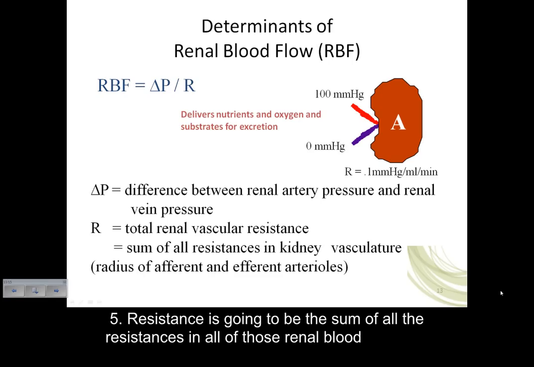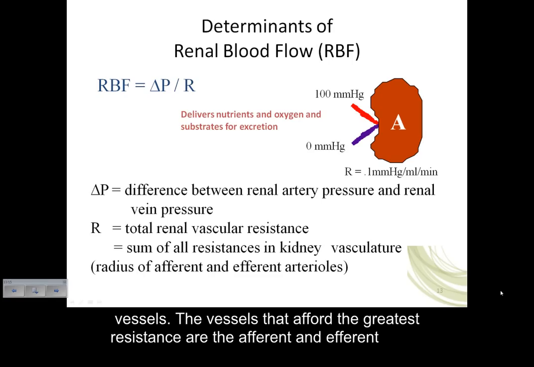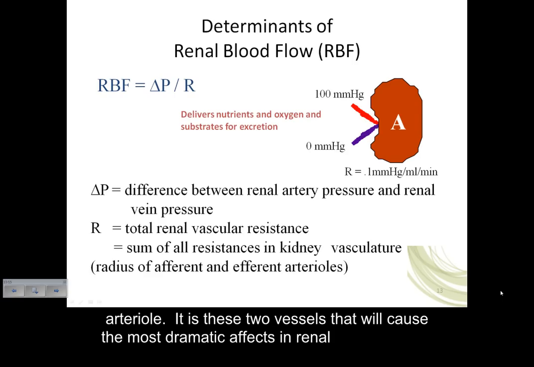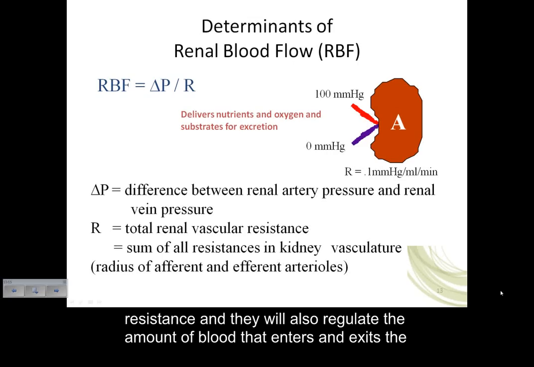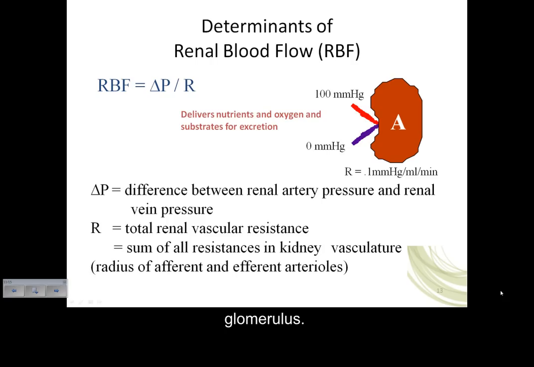Resistance is going to be the sum of all the resistances in all of those renal blood vessels. The vessels that can afford the greatest resistance are the afferent and efferent arteriole. It is these two vessels that will cause the most dramatic effects in renal resistance, and they will also regulate the amount of blood that enters and exits the glomerulus.